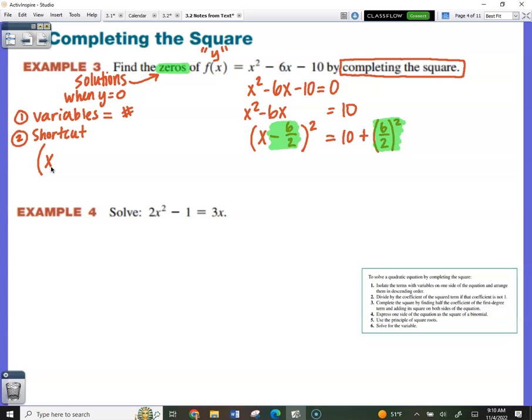I want you to write that the shortcut is, you're going to parentheses, copy the x, the sign, whatever the sign is, and then it's b over 2, close parentheses, squared. Then go to the other side of the equal sign, and you're going to put plus b over 2, close parentheses, squared. Because you have to balance it out, right?